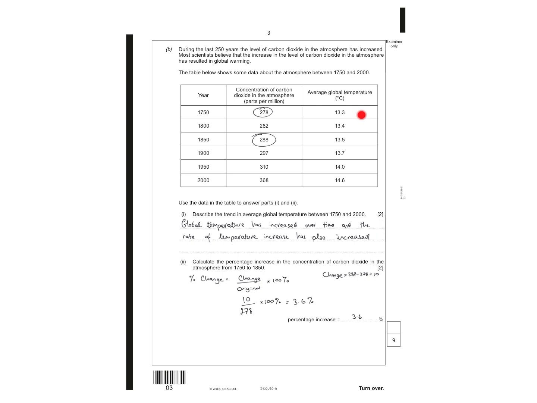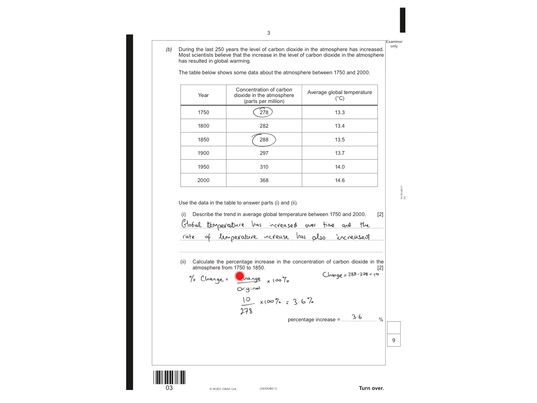So the first mark is going to come from saying that the global temperature has increased over time. The second mark, what I want you to spot, is that for the first 150 years, it only goes up by 0.4 degrees, and then it goes up by 0.9 in 100. So the second part is for saying the rate of increase has also increased.